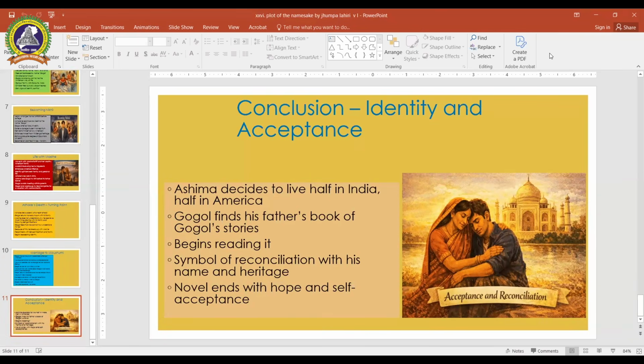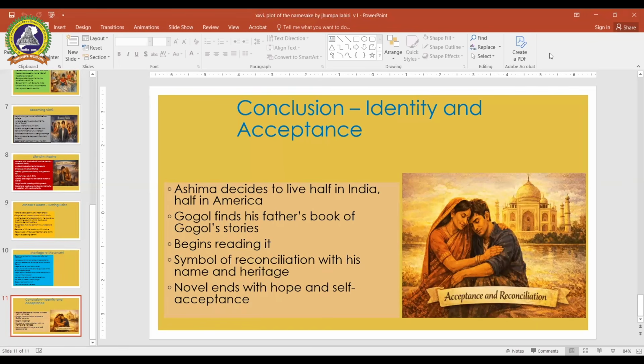In this slide, identity and acceptance. Finally, the novel ends with hope and self-understanding, that is, acceptance and reconciliation. A year after the divorce, Ashima hosts the last Christmas party in the Ganguly house on Pemberton Road, Boston, United States of America. Ashima has decided to sell the house. She decides to live half in Calcutta and half in America, that means 6 months of each year in Calcutta and the other 6 months in America.